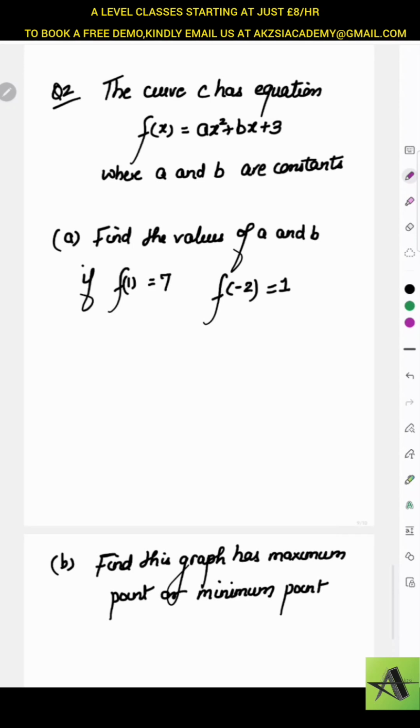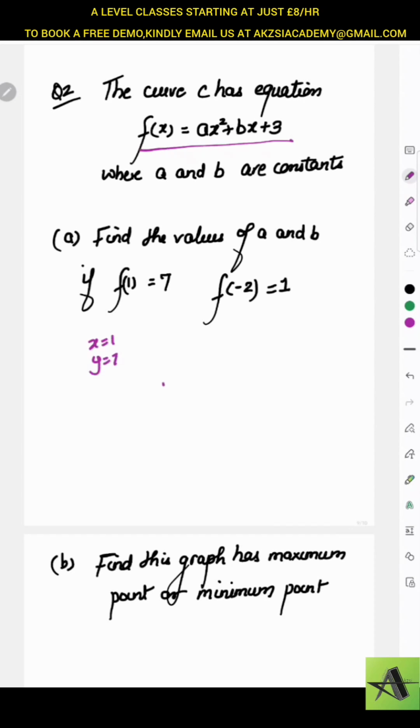Now question 2: a curve C has equation f(x) = ax² + bx + 3, where a and b are constants. Find the values of a and b if f(1) is 7 and f(-2) is 1. So it's very simple, we just need to substitute. That means for this one, when x is equal to 1, y is 7.